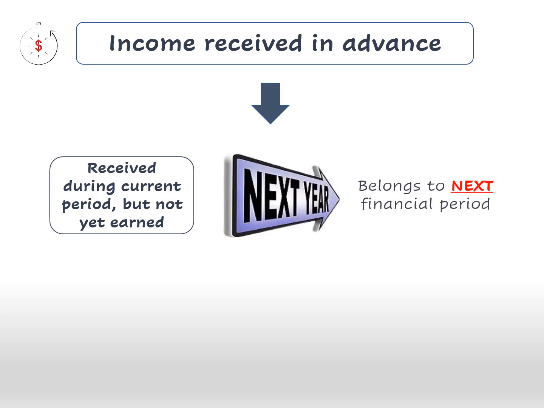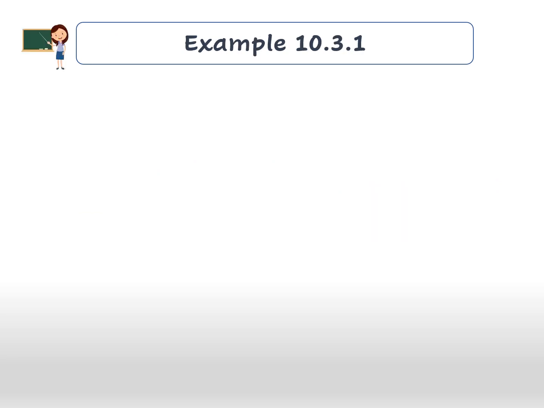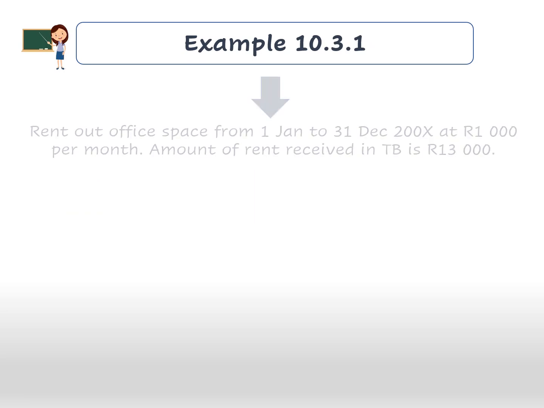In other words, that amount that was received for services in advance or for goods sold in advance for which you received payment belongs to the next financial period. So income received in advance must be taken out of the current year's figures and transferred to the next financial period. We will now look at an example for income received in advance.